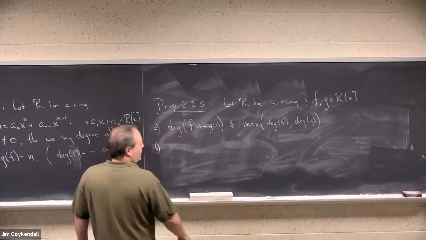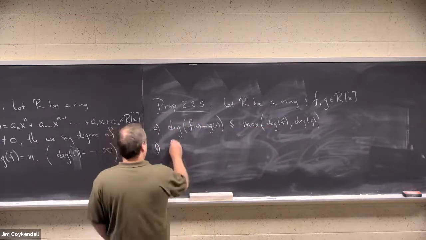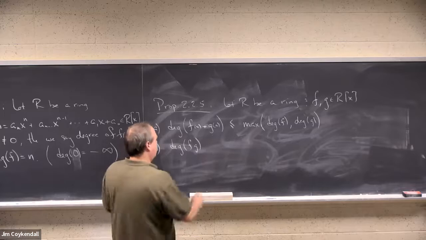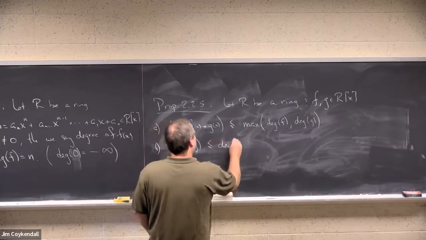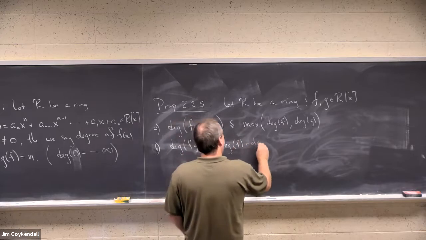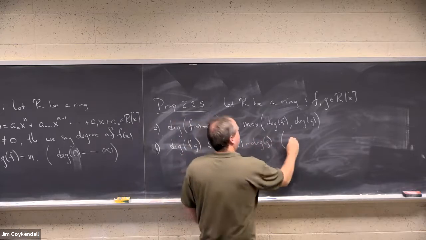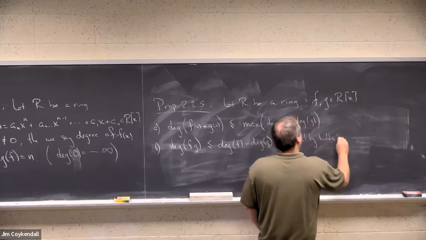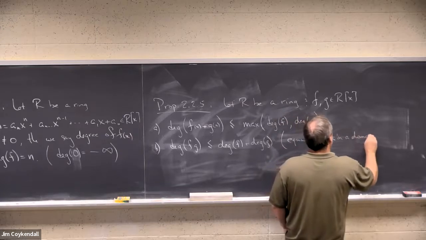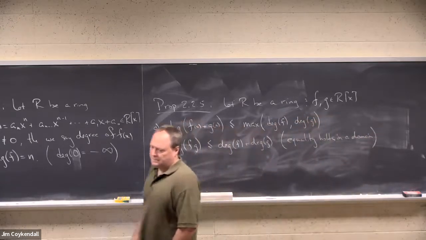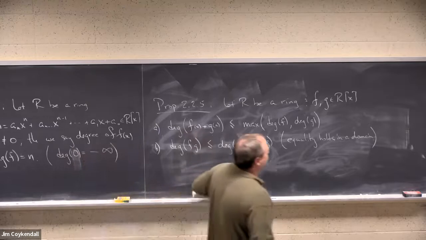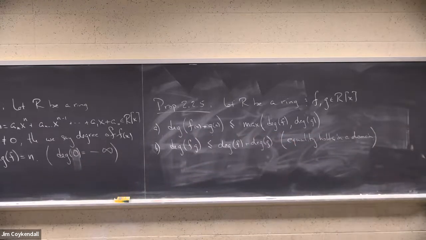B, the degree of fg is less than or equal to the sum of the degrees, and the following holds in the domain: equality. And so I'll leave this as an exercise, but let me run through this a little bit.